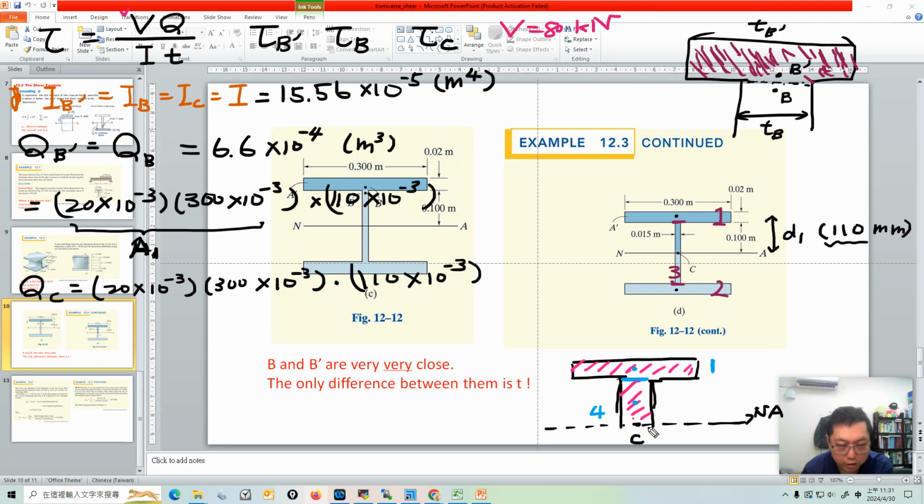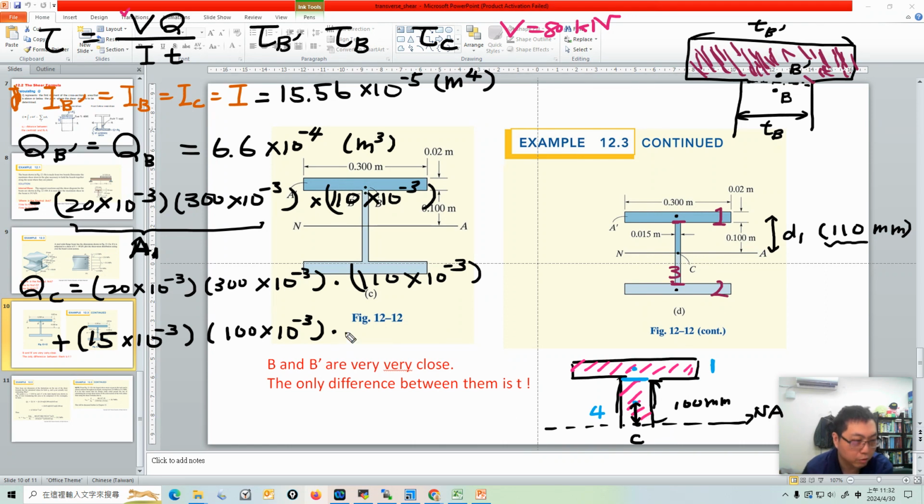What is this area? This is 50 millimeter, right? And this here is 100 millimeter, right? Go check the dimensions of the figure. So it's plus 15 times 10 to the power minus 3 millimeter times this 100 times 10 to the power minus 3 millimeter, times the distance between the centroid of the new area and the neutral axis. So what is the distance here? I think this is 50 millimeter, right?